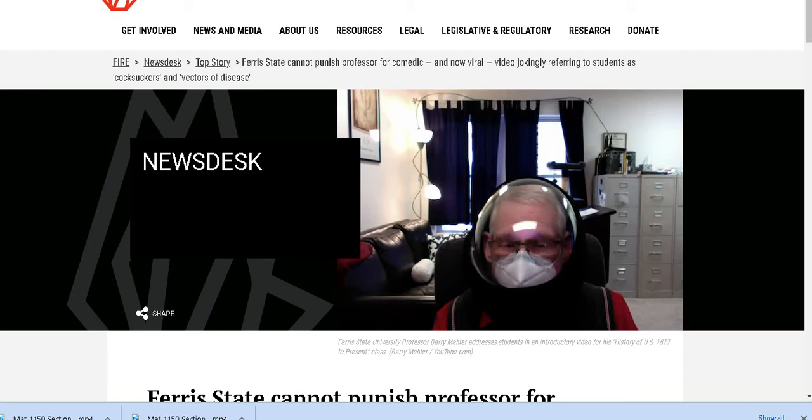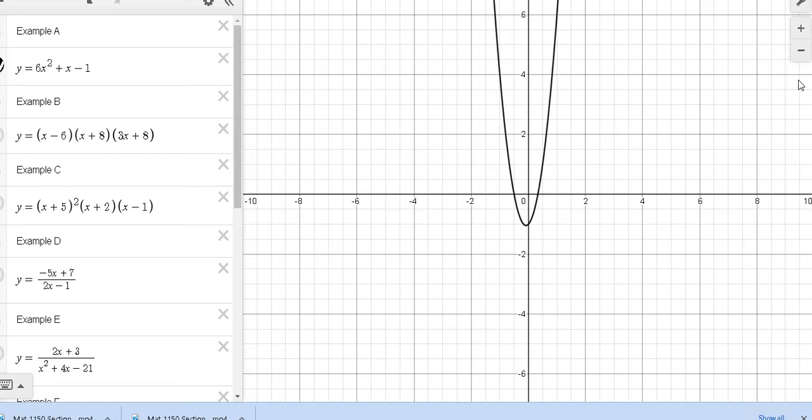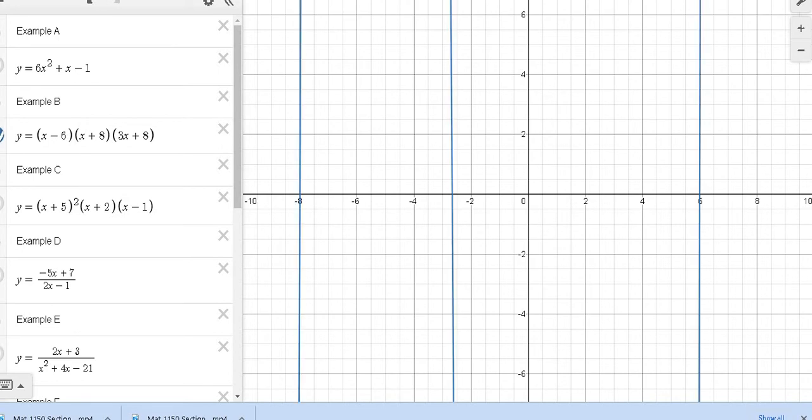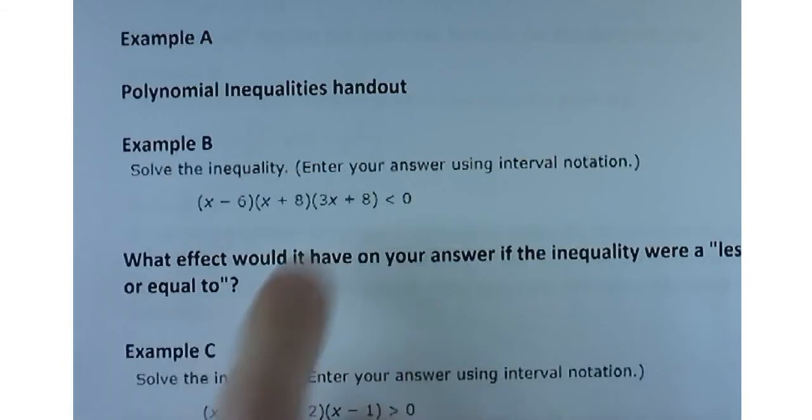I believe I gave you a link to this, so let me shut this one off. And by the way, if you got a crazy looking graph like this and you need to see it in a little different light, you can always try clicking the home button and see if that adjusts things for you. But let's go to example B here, and wow, that's a really ugly looking graph. Not going to be as easy, at least with this first view, to determine where it's positive and where it's negative. Overall, we want to know where it's negative.